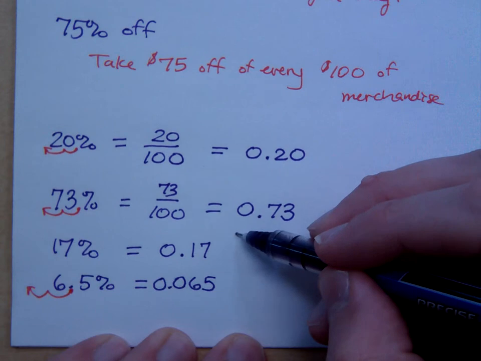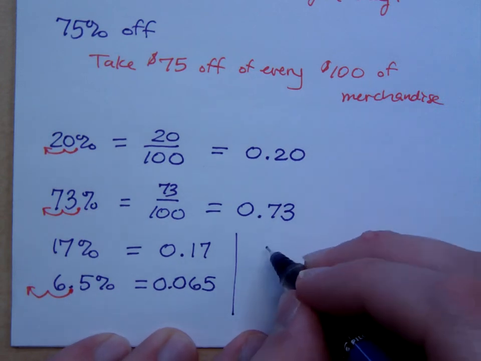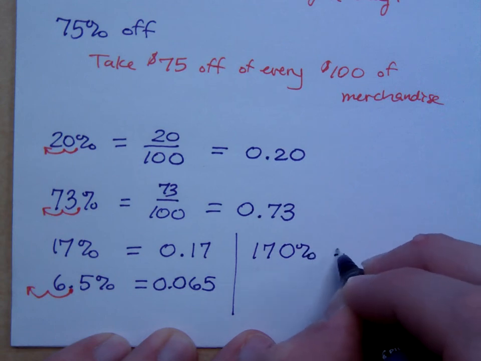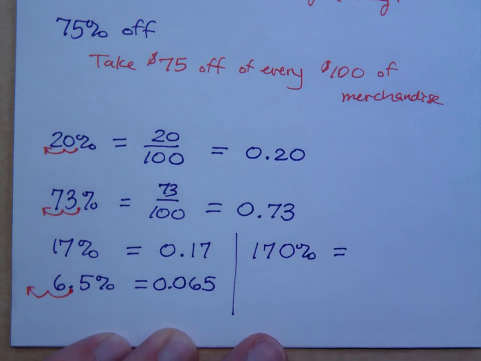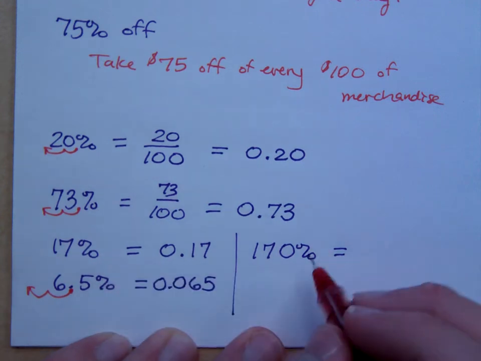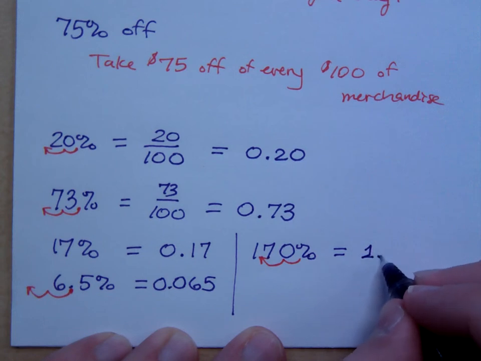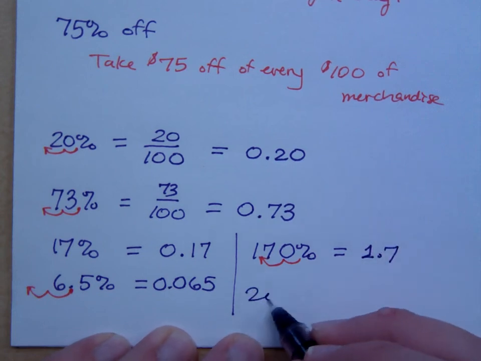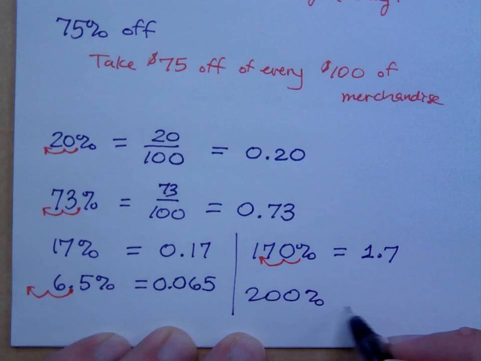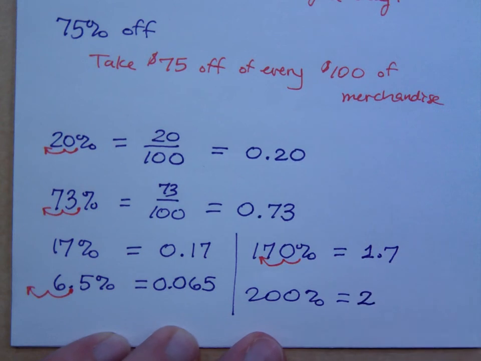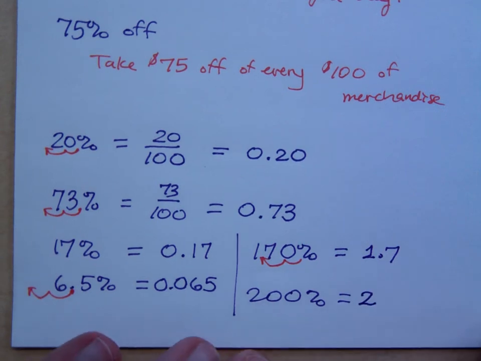I forgot about that. So, what if I have 170%? The decimal is understood to be here. Go back 2 spots, and so it's 1.7. What about 200%? That's 2. Okay?